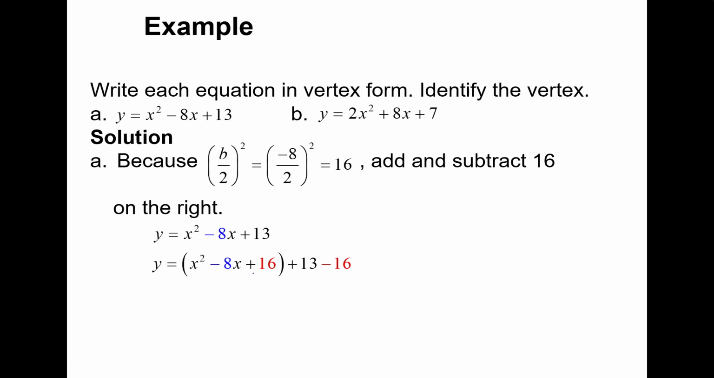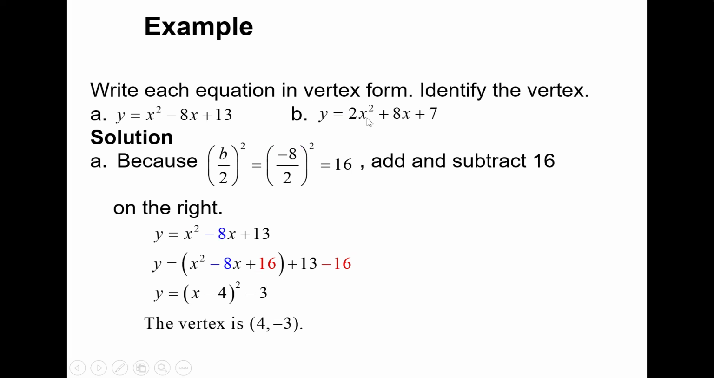And so now we can factor this. That's going to be x minus 4, the quantity squared. And it's 13 minus 16, which is minus 3. And because we have a 1 here, the a is just 1. And so that is going to be our final answer. And so we just have 4, minus 3 as our vertex. Okay, so that's for A.